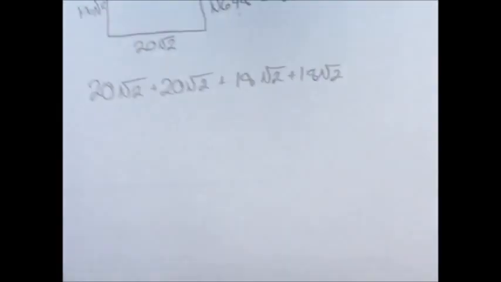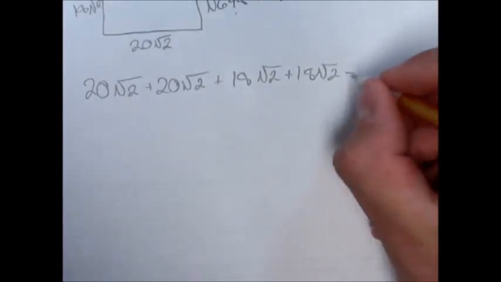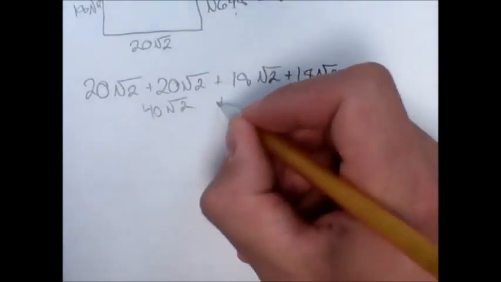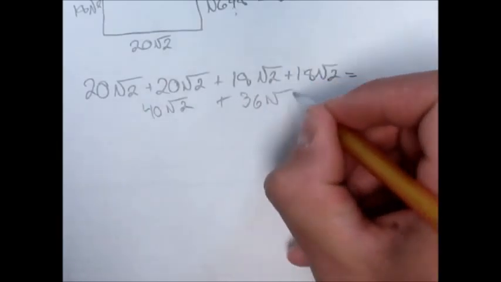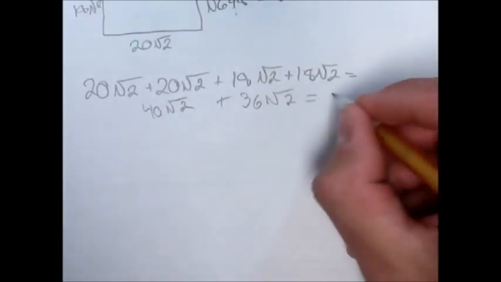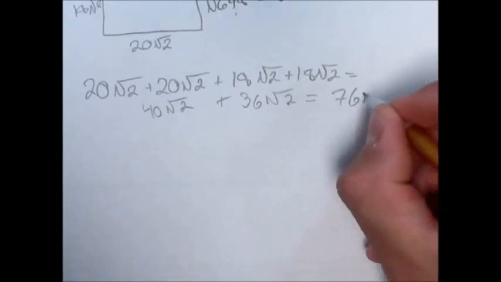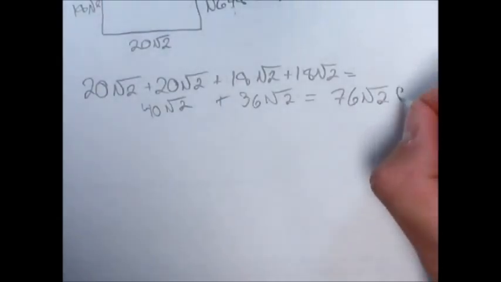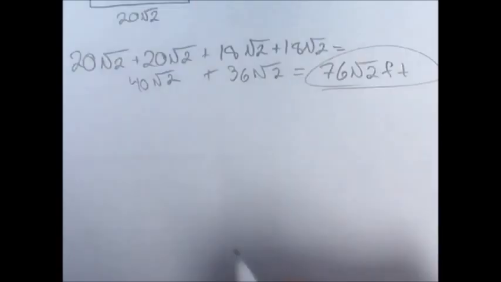Okay, so now all I have to do is simply add all these things together. So 20 and 20 make 40 square roots of 2 plus 18 and 18 make 36 square roots of 2. So I'm going to add those two together and get 76 square roots of 2. And then whatever our label is, we need to go ahead and label it. It's in feet, so feet. It says to leave it in radical form. I'm going to leave it in radical form. Questions, comments, concerns?